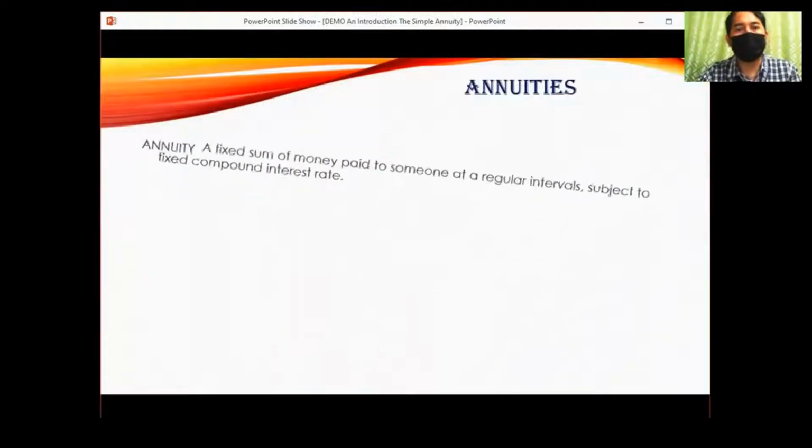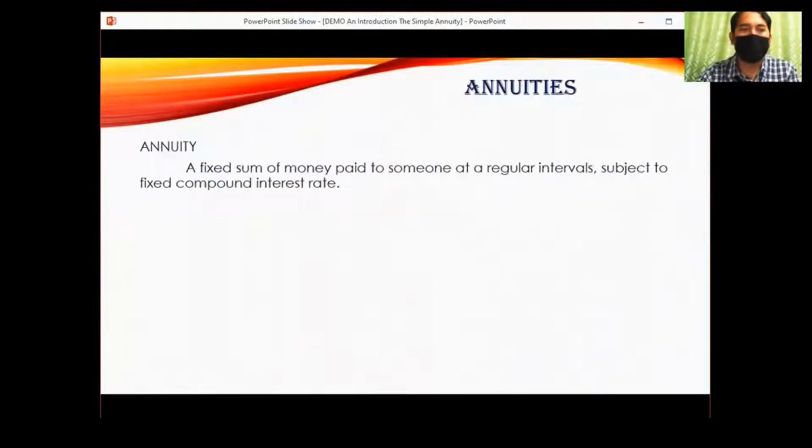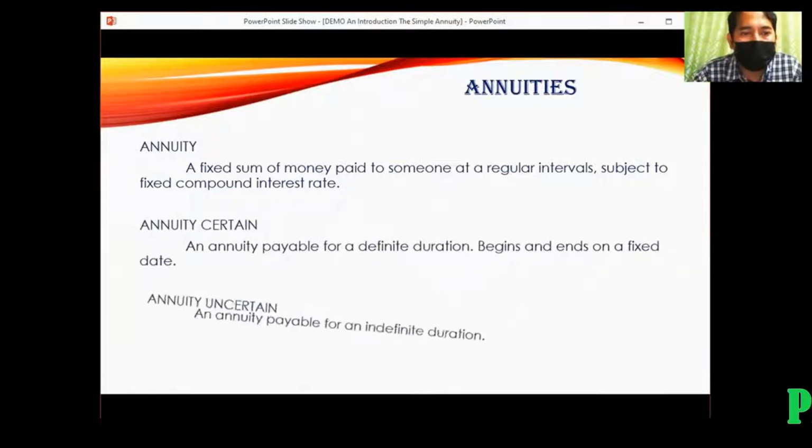Okay, so annuity. Now, what is meant by annuity? So it says in here, it is a fixed sum of money paid to someone at regular intervals, subject to fixed compound interest. Now, to understand this one, try to look into this example.